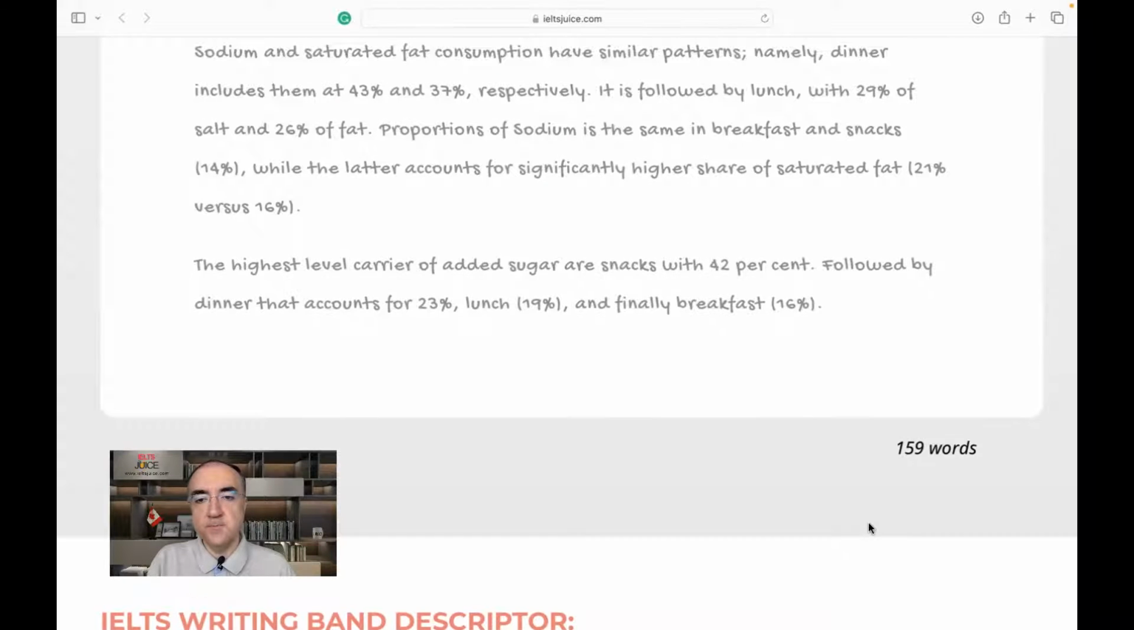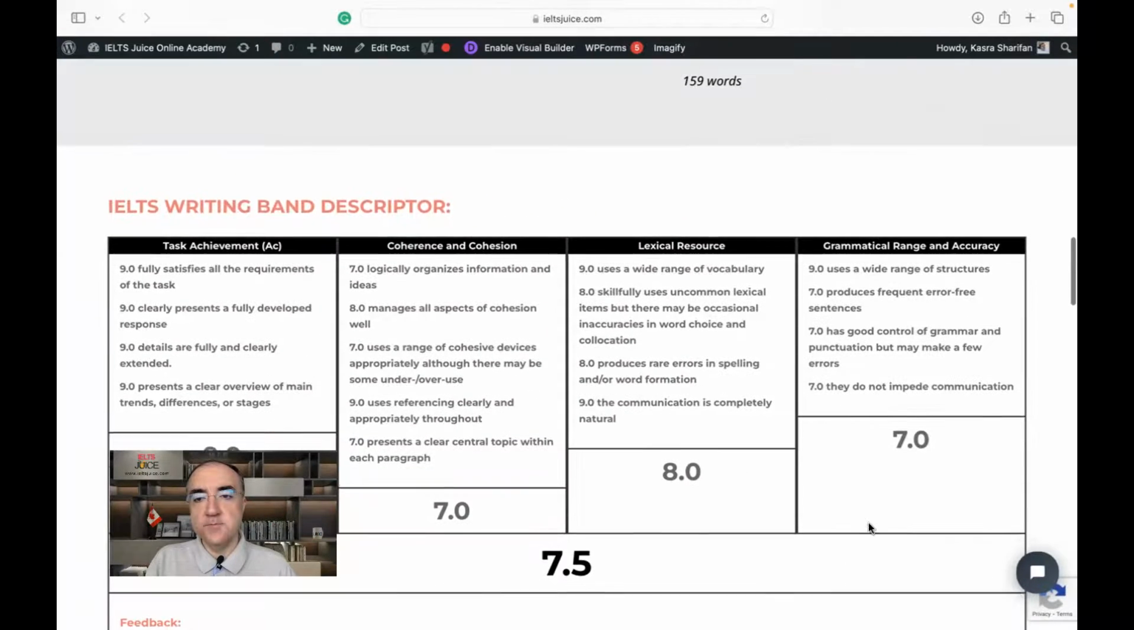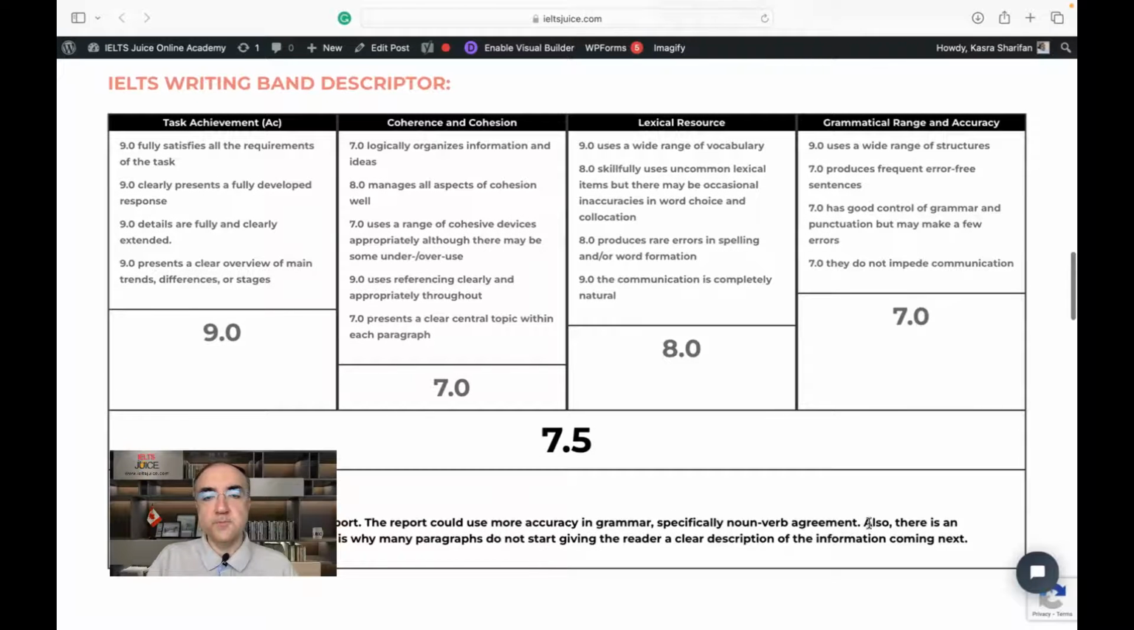159 words, fair. Let's look at the band descriptor. So yeah, everything important about the pie charts was reported. The comparisons were clear. The overview was clear. The introduction was really, really good. It gave enough information to a reader to understand what is going to happen. And that deserves a very high score.